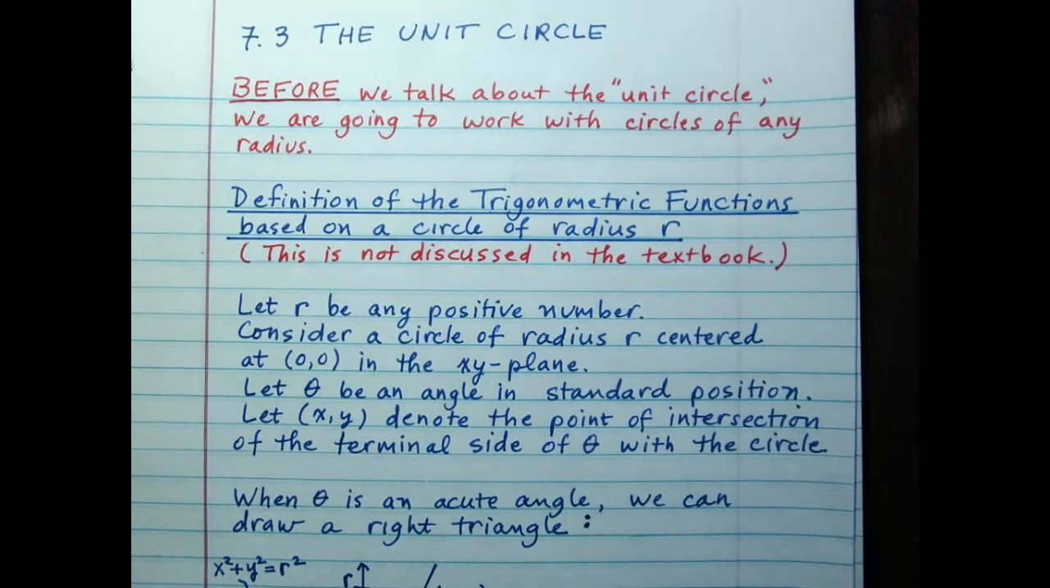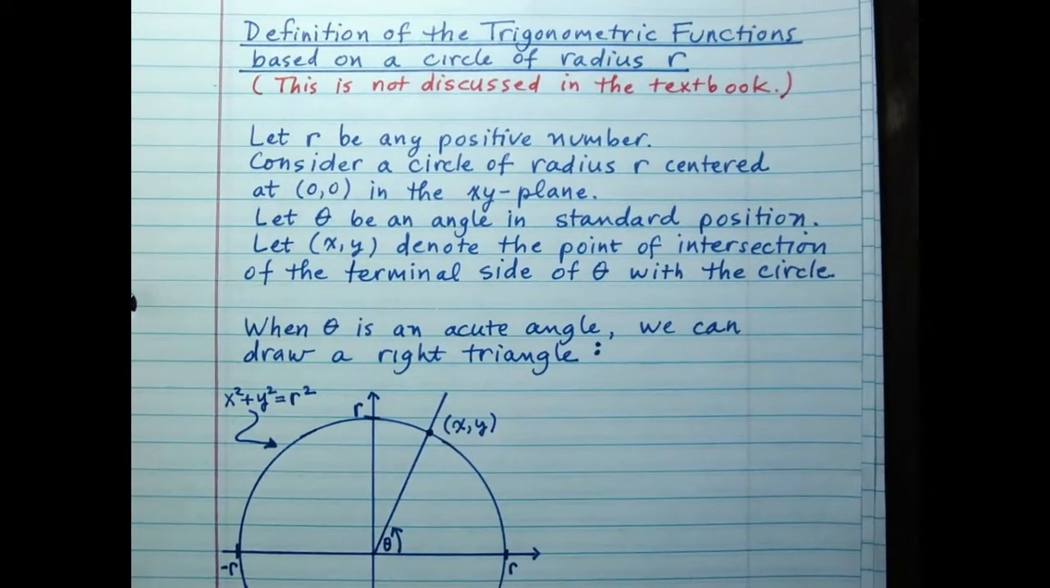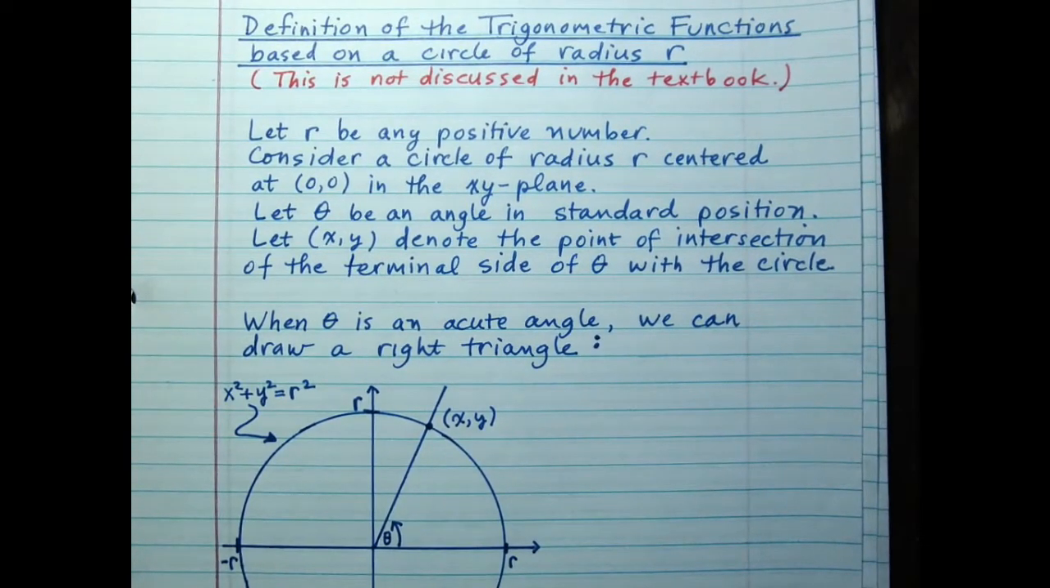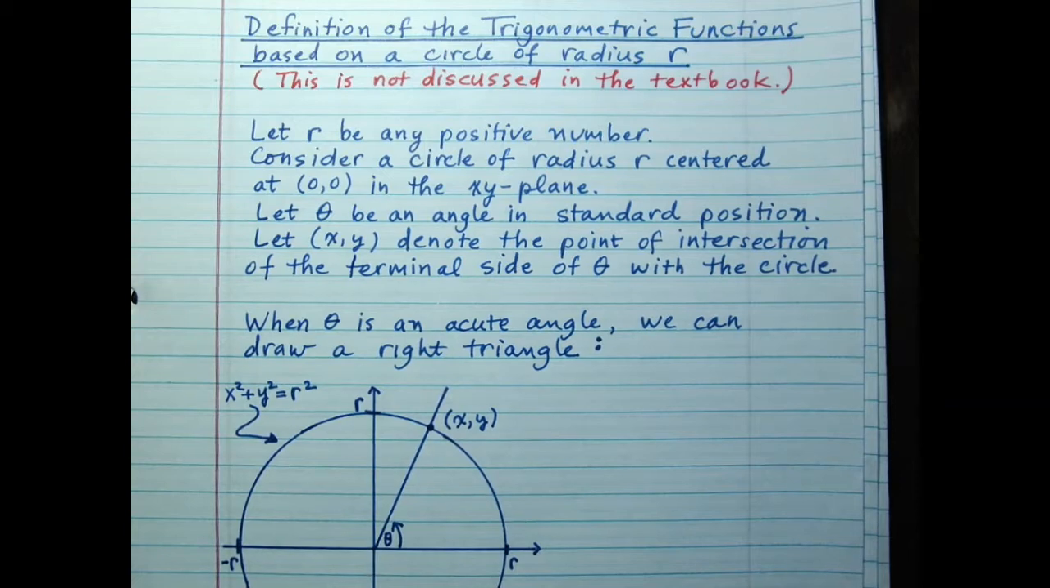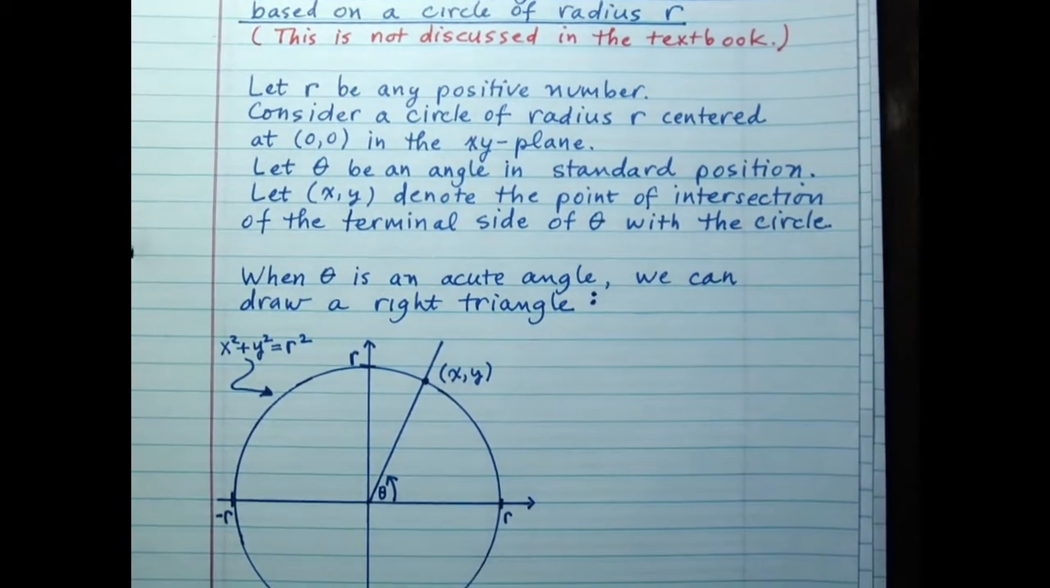And so let's go. So let's look at this definition. We need to set up a certain picture here. So I say let r be any positive number. r could be 5, 1,000. r could be 1/2. r could be 1. Consider a circle of radius r centered at (0, 0) in the xy plane.